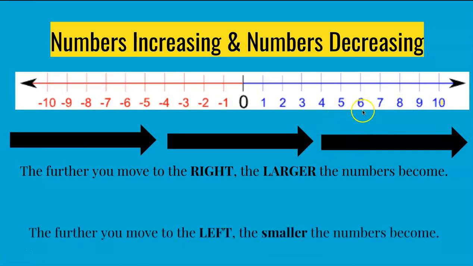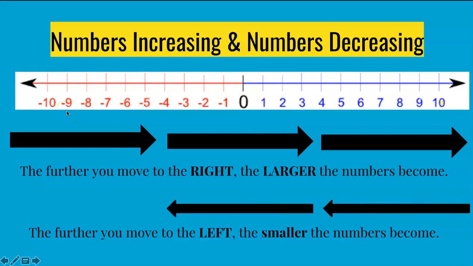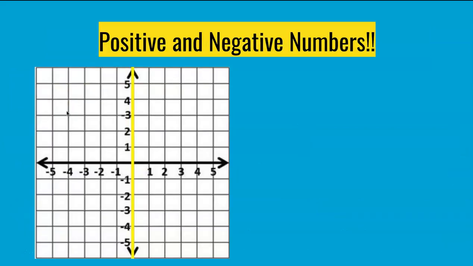The further you move to the left, the smaller the numbers become. So 6 is smaller than 7. Let's move along. 3 is less than 7. Keep moving. Negative 1 is less than 0. Negative 7 is less than negative 6. The further to the left you go, the smaller the numbers become. So that's a horizontal number line.